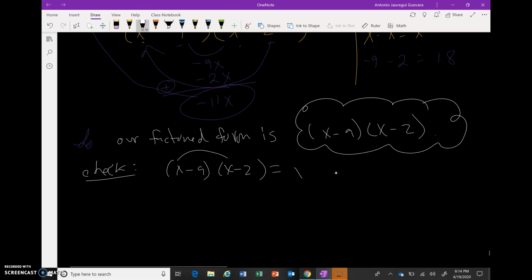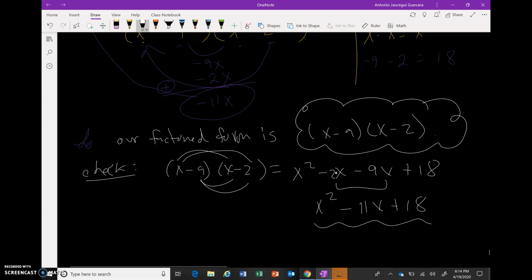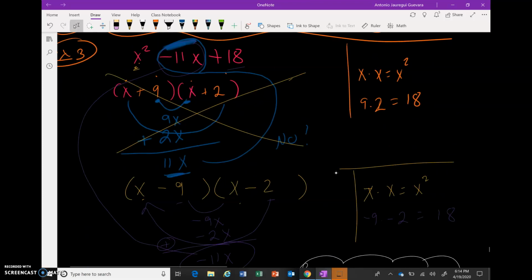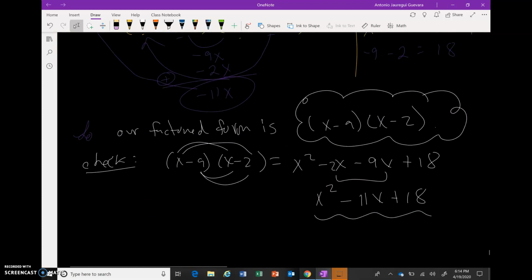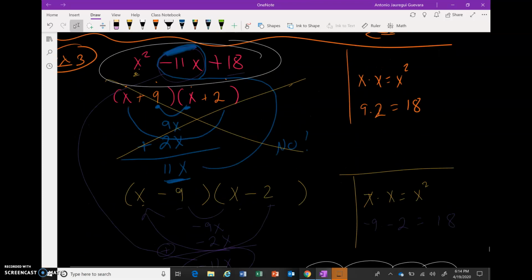X times x gives you x squared. X times negative 2 gives you negative 2x. Negative 9 times x gives you negative 9x. Negative 9 times negative 2 gives you positive 18. Combine your like terms, you get x squared minus 11x plus 18. Do we get x squared minus 11x plus 18? Yes, we do. So that's why it works. That was example 3.